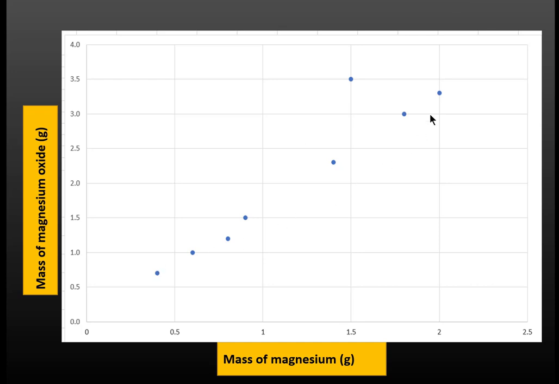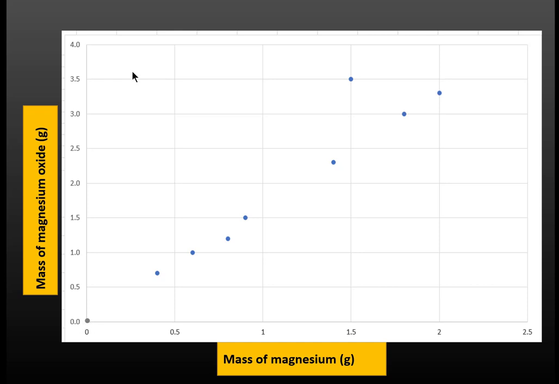Now, before I draw my trend line, what you've got to remember is that my trend line has to start on the point 0, 0. The reason for that is that if I have 0 grams of magnesium, I produce 0 grams of magnesium oxide. So I must add a point here. My line has to go from here. Can't go from anywhere else. It has to start here. Okay, so now I've got that point.